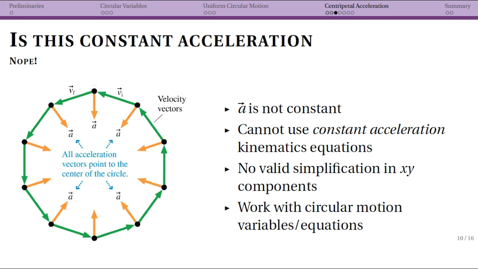So now that we've defined centripetal acceleration, there's one really important point that I want to make before I do the derivation of where it comes from, and that is that this is not a constant acceleration. So in particular, note that the direction of it is constantly changing. So even though the magnitude is constant, nice, the direction is not constant. And that's really important.